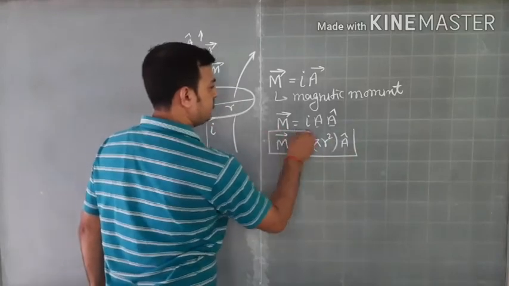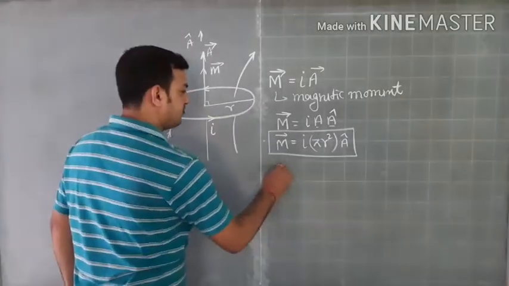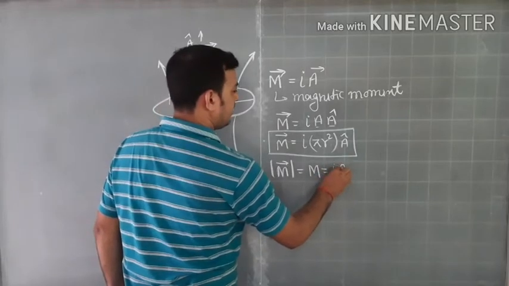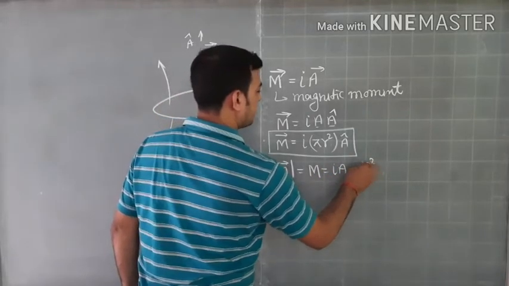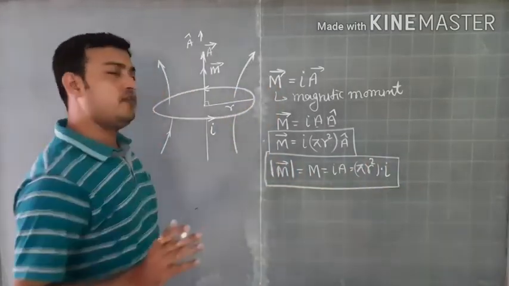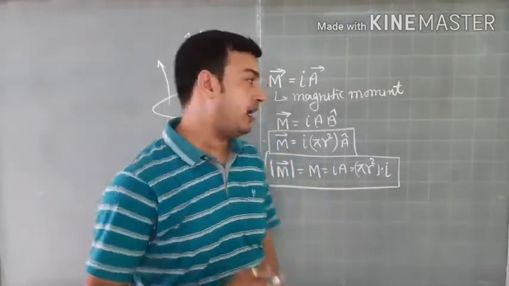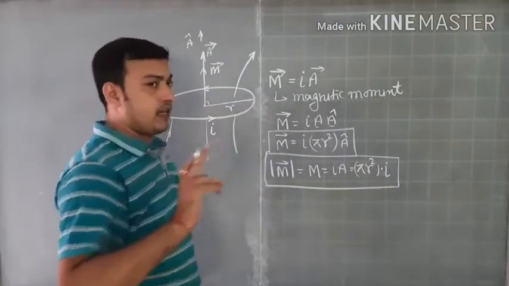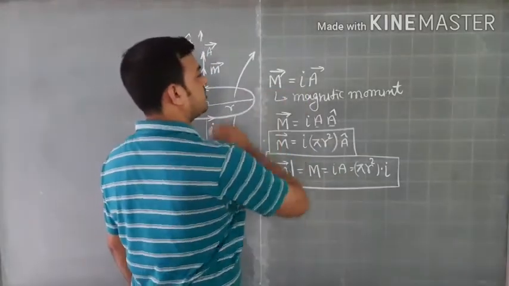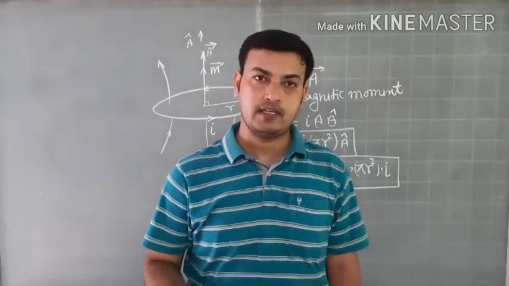So this is the formula to calculate the magnetic moment of a circular coil, and if I need only the magnitude, that is M, then it will be simply I times A, or pi r square, that is the area, times the current. So this is how we can find out the magnetic moment of a current carrying coil. Remember that this current carrying coil has some magnetic moment, defined by M equals IA. The direction of magnetic moment is in the direction of the area vector.